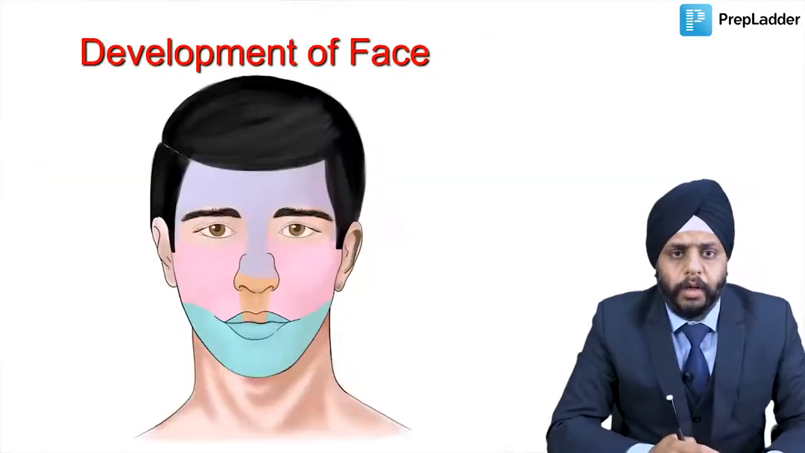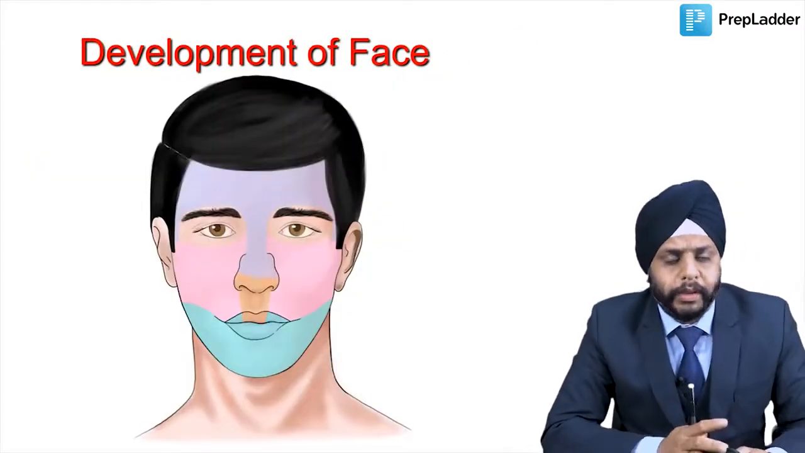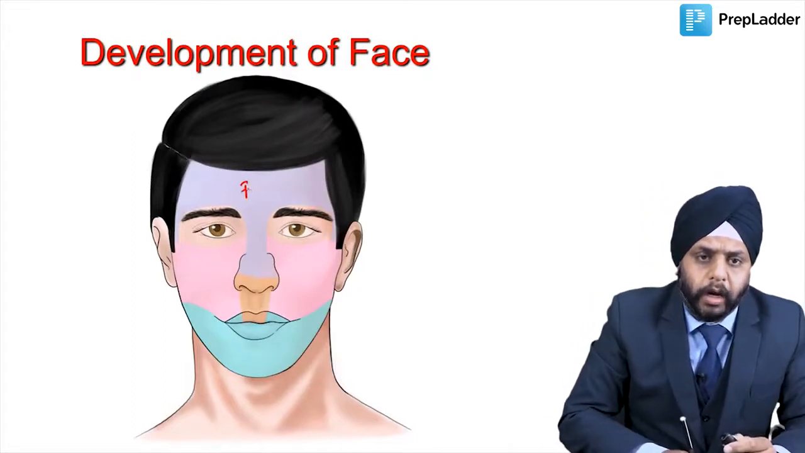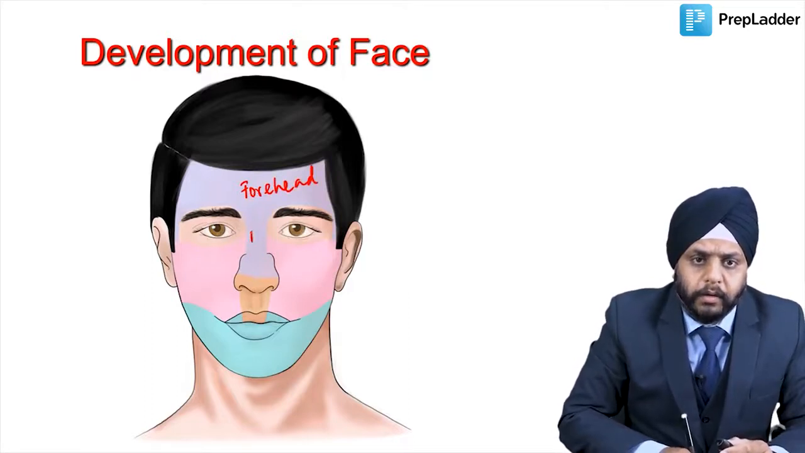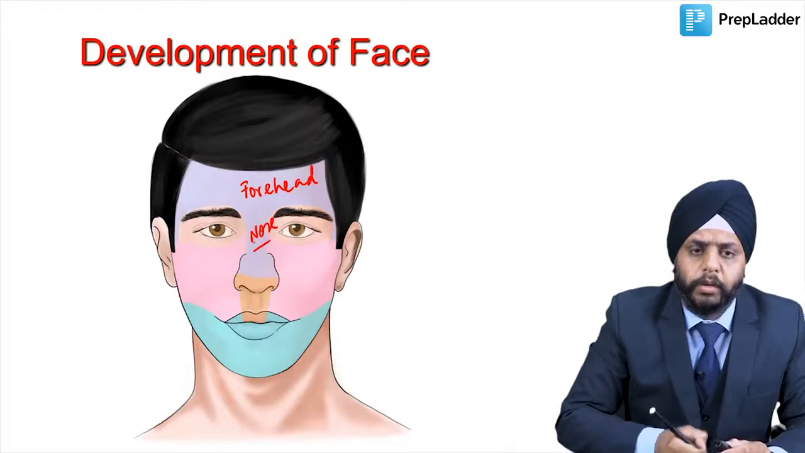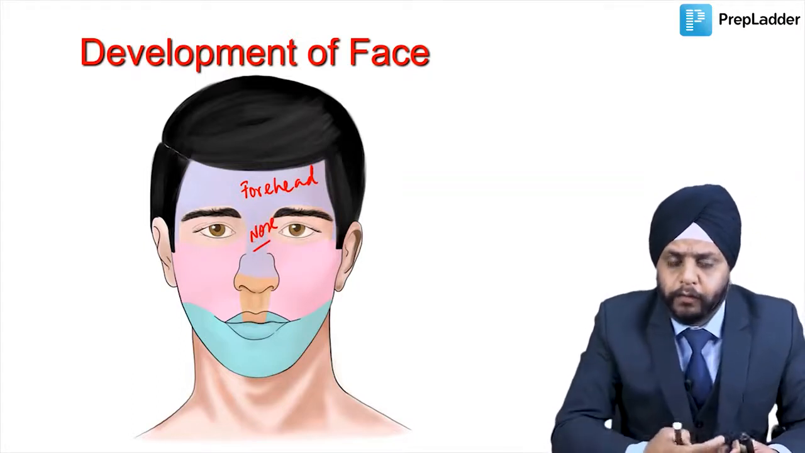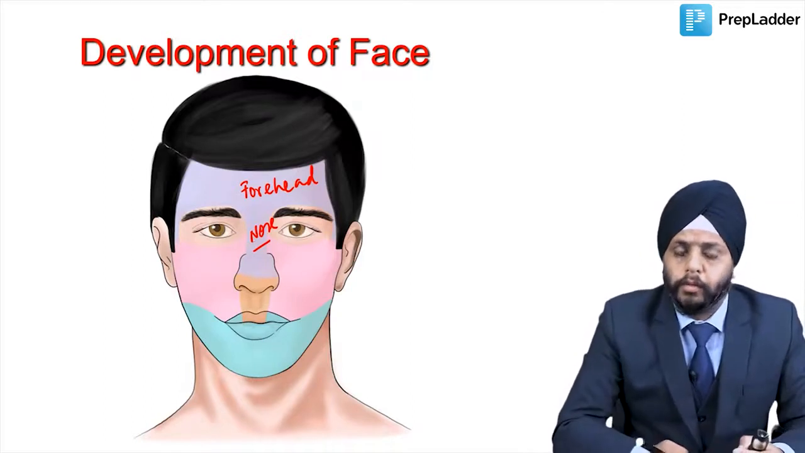So let's look over here at the development of face. Once again we'll revise this. So we saw over here that the forehead and the bridge of nose were formed by the frontonasal process, as well as the septum, which we cannot see over here, that was formed by the frontonasal process.